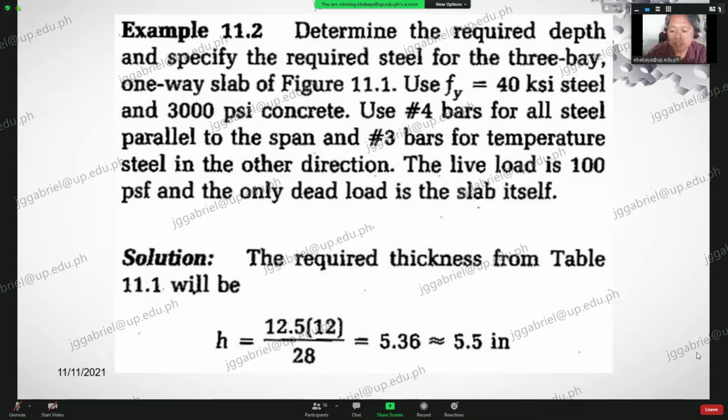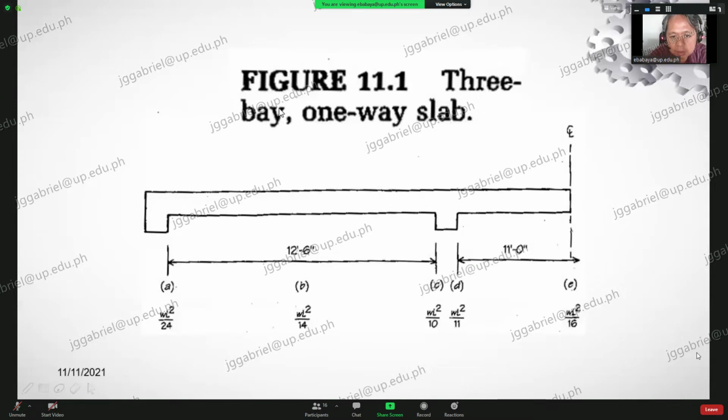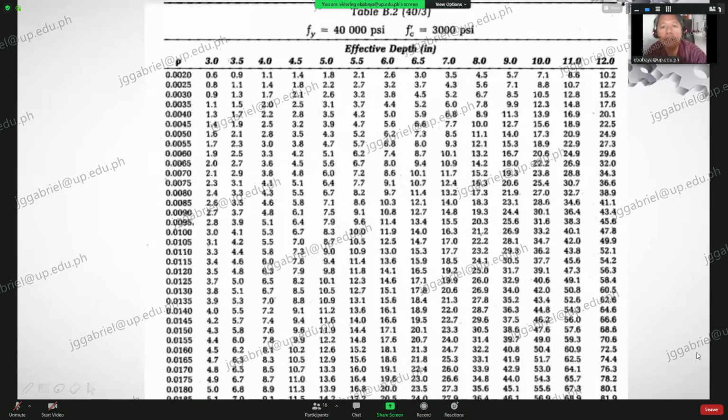Okay, let me skip this slide muna. Babalikan ko, no? Kasi I have inserted this. Ito yung insert natin. Where we got the, okay, our requirement is 4.5 kip-foot, right?